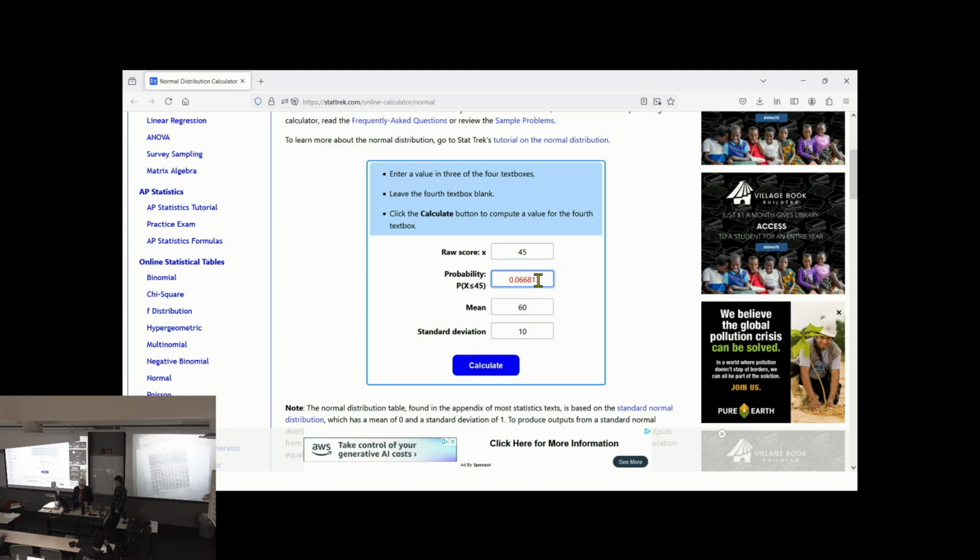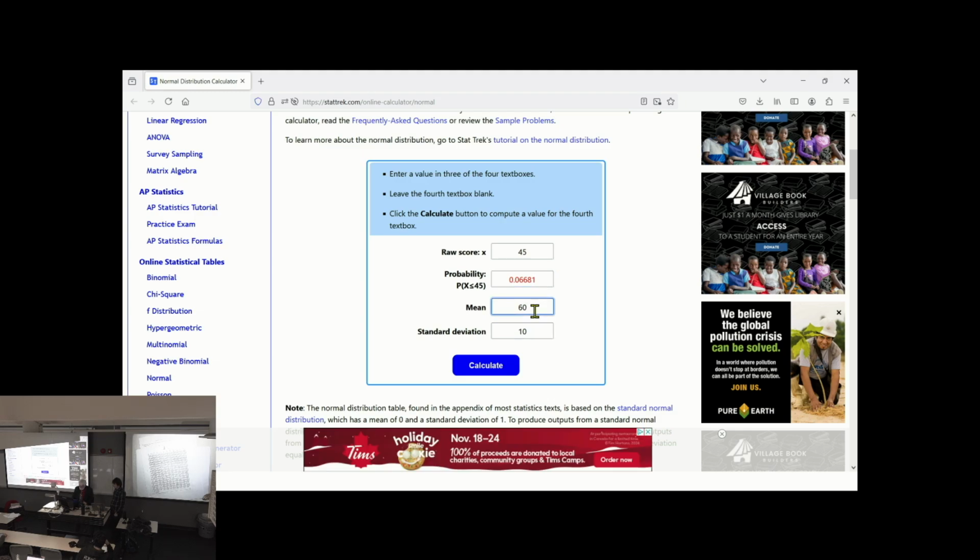You could try doing a couple things. Let's just suppose the probability less than 45 was not what we had there, but maybe it was 0.20. If the standard deviation was 10, it'll tell us that the mean of that distribution was 53.4. Or I could put a mean in there.